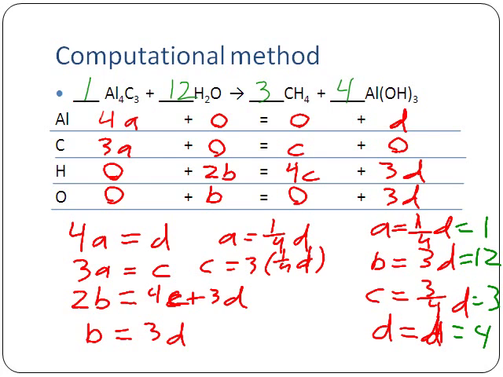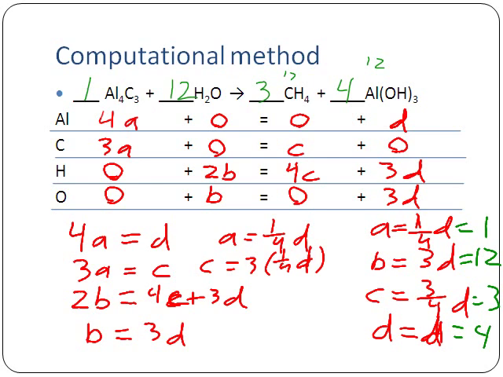Let's see if this works. I have 4 aluminums on the left. I have 4 aluminums on the right. I have 3 carbons on the left. I have 3 carbons on the right. I have 24 hydrogens on the left, 12 times 2. I have 3 hydrogens times 4 is 12 over here, plus 3 hydrogens times 4 is 12 over here. 12 plus 12 is 24. So 24 hydrogens on the left, 24 on the right. I have 12 oxygens on the left, and 3 times 4 is 12 on the right. And so this does balance out.